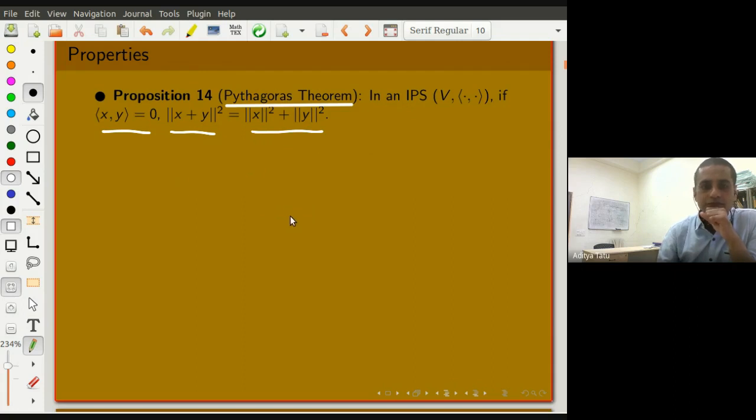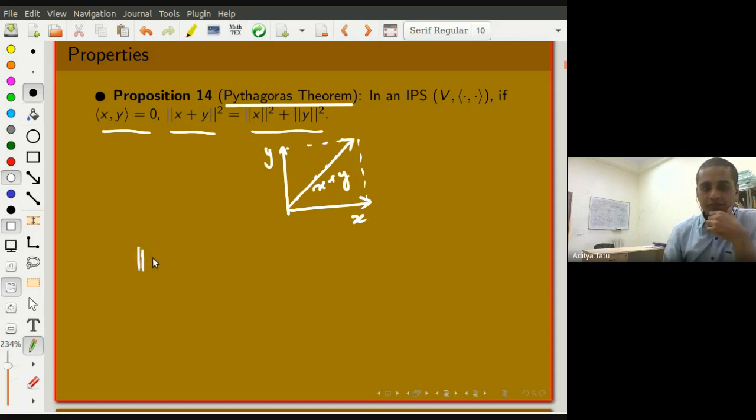So this is my vector x, this is my vector y, and both of them are orthogonal. x plus y would be this vector, right? So I think from the drawing you recognize this is the usual Pythagoras theorem. How do we prove this? What is the definition of this?